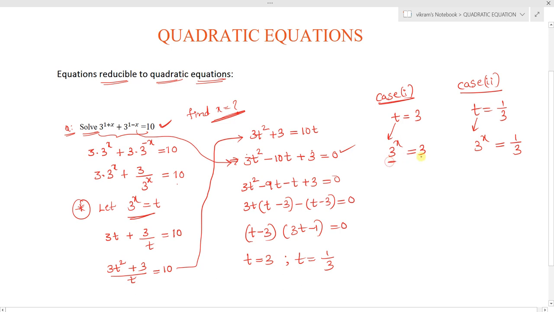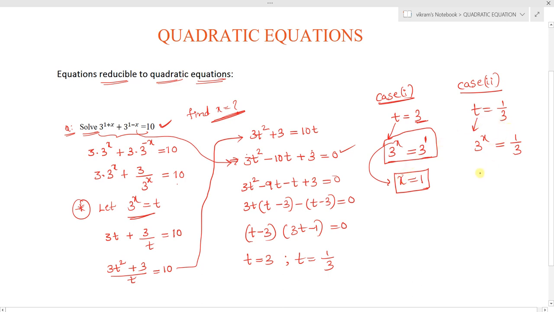When these are said to be equal, 3 power x is equal to 3 power 1. If the bases are equal, then the powers are also equal. Then we can conclude that the value of x over here is 1. If x is equal to 1 only, we obtain 3 power x is equal to 3. Then for t equals 3, we are obtaining x equals 1.